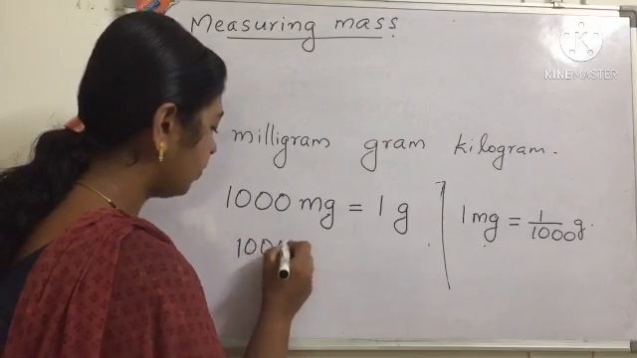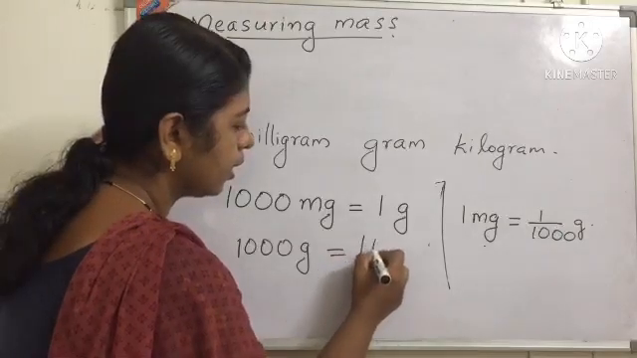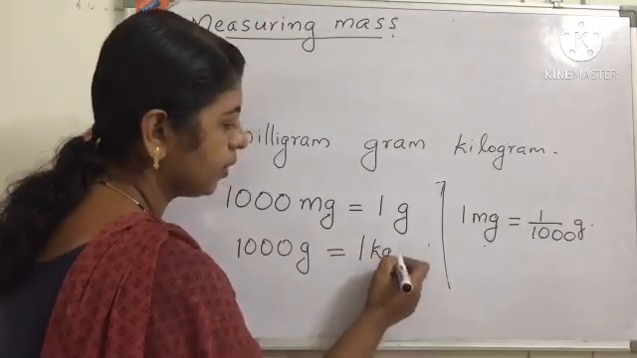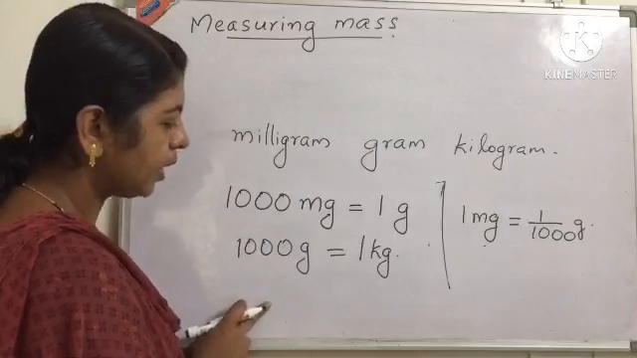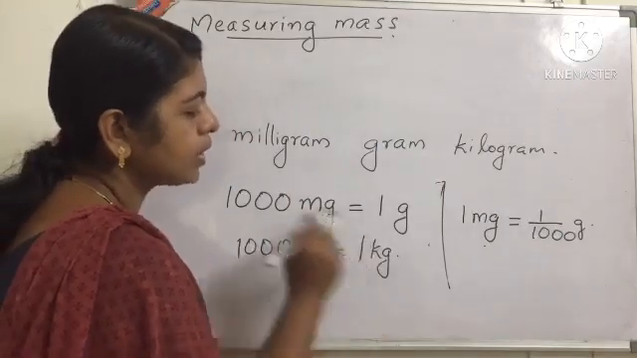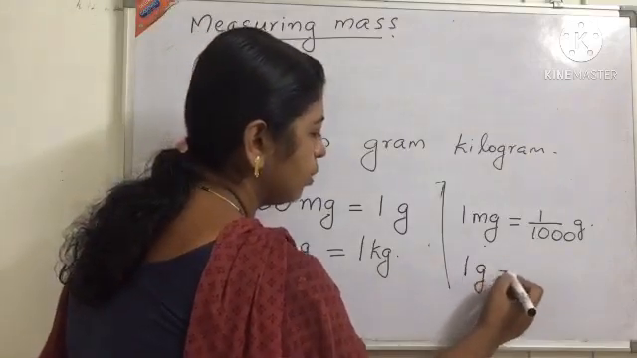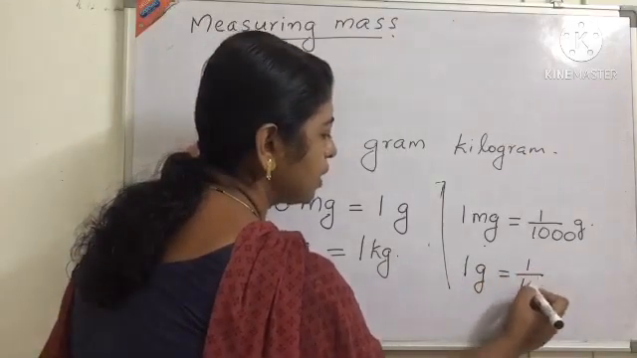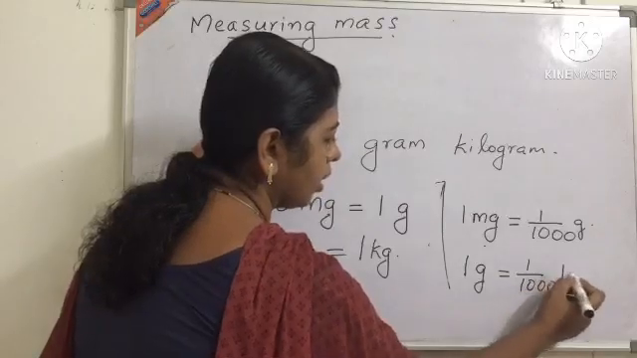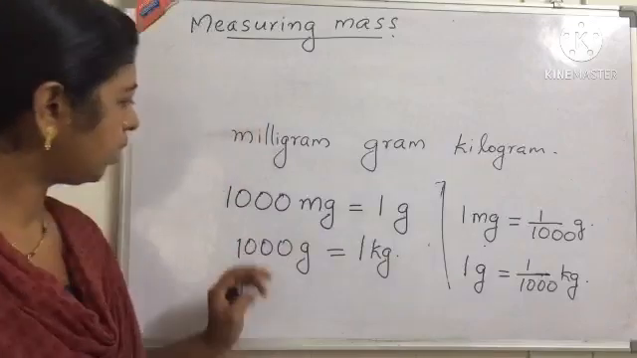Okay, then 1000 gram equal to 1 kilogram. From this what we can write? 1 gram equal to 1 by 1000 kilogram. Okay, I will repeat.